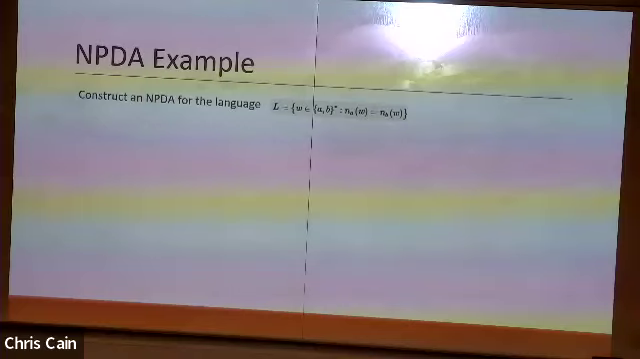Intuitively, in order for this to be regular, we would need to have a state for we've seen an even number of A's and B's. That would be the final state. Then we would need a state that says we've seen one more A than B. We need another state that says we've seen one more B than A. Another state that says we've seen two more A's than B's, and another that says we've seen two more B's than A's.